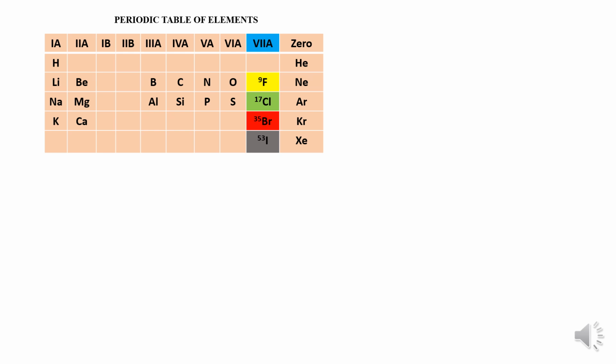Here's a simplified and condensed version of the periodic table of elements. Halogens belong to the 7th group of the periodic table, and I have color coded the elements, that is, the halogens belong to the 7th group.